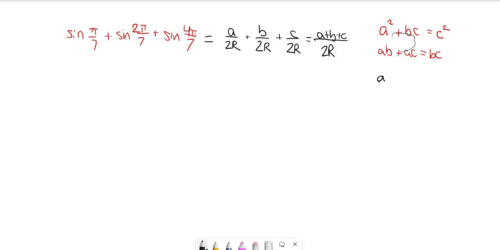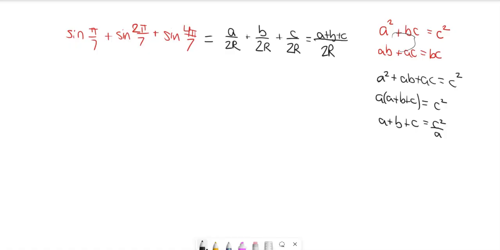What I can do is rewrite the top one as a squared plus ab plus ac equals c squared. And you'll notice that those three components on the right side of the equation all have a in them. So I can factor out a like so, and I get a times (a plus b plus c) equaling c squared. And if I divide both sides by a, I get the perimeter of the triangle, a plus b plus c, equaling c squared over a. That is an interesting coincidence based on what was derived from above.